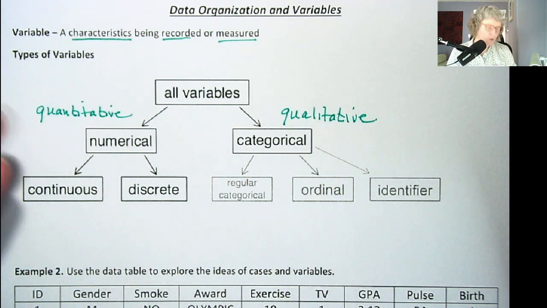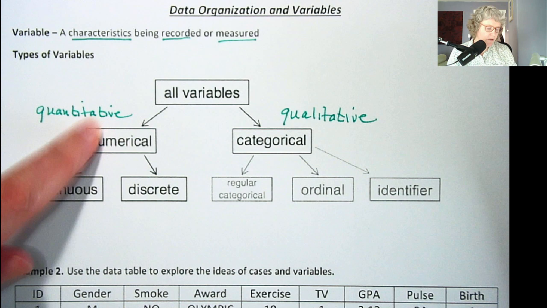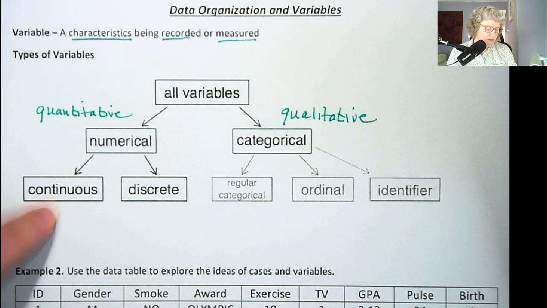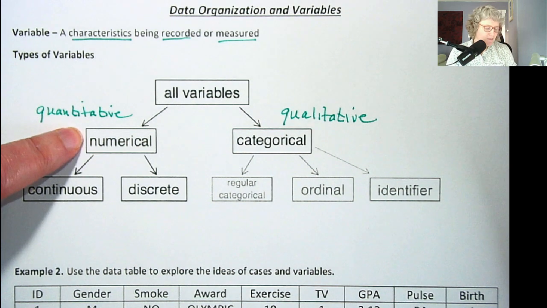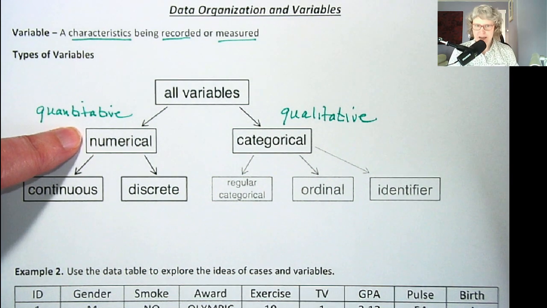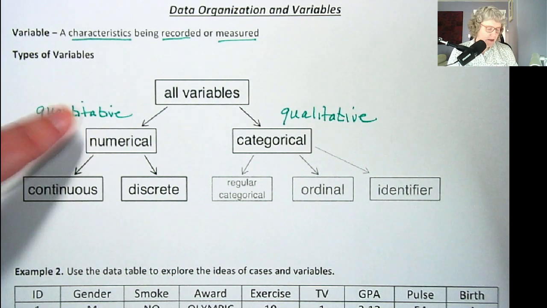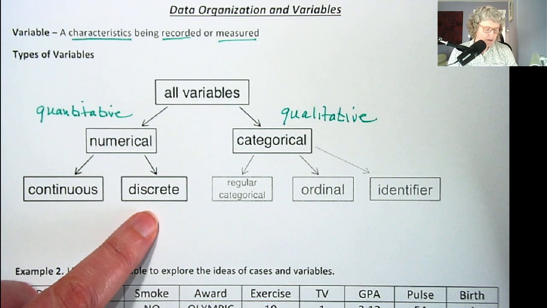Okay, so let's do the quantitative or numerical side first. There are two subsets of those. So we have continuous, so this is when we're using a number, as suggested by the word numerical, but I don't want to assume anything. Numerical is something measured by a number. And it's continuous or discrete.